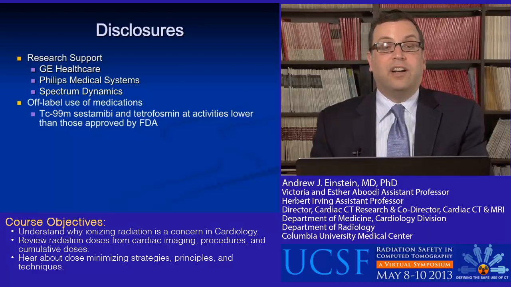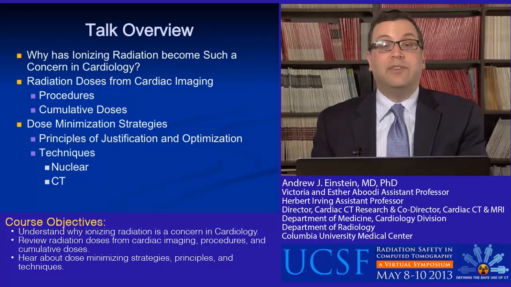Over this talk, I'd like to address why ionizing radiation has become such a concern in cardiology, radiation doses from cardiac imaging, both in terms of radiation doses from individual procedures as well as cumulative radiation doses to some cardiac patients, and then talk about dose minimizing strategies, the fundamental principles of justification and optimization, and how in particular they can be applied in cardiac CT and in nuclear cardiology.